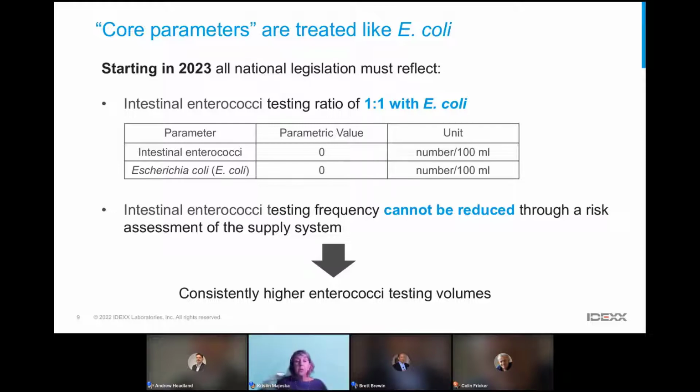And with that, I'll turn this back over to Andy, who will introduce our next speaker, who will provide some really valuable insights into just why more frequent enterococci testing in distribution water is valuable, and most importantly, how this requirement will contribute to public health.